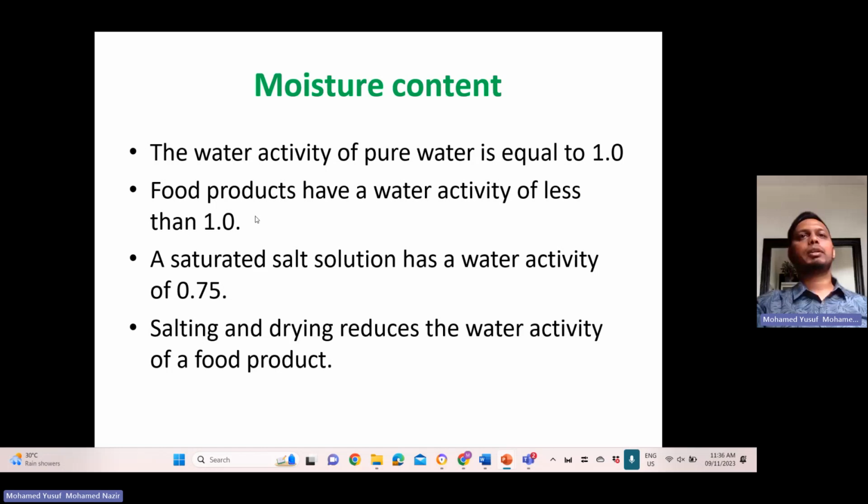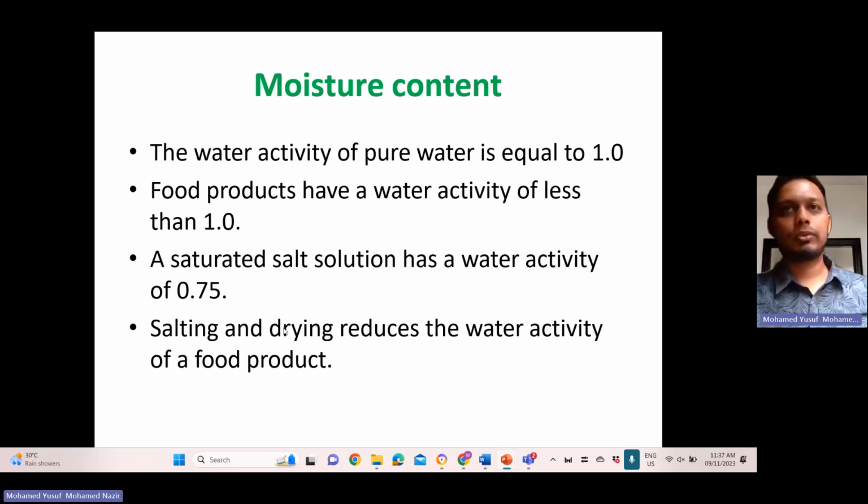Especially the dry foods. A saturated salt solution has a water activity of 0.75. And we will see later on that most bacteria require a higher moisture content compared to yeast and mold. That's why most dry food products can hardly be contaminated by bacteria. So salting and drying reduce the water activity of food products.